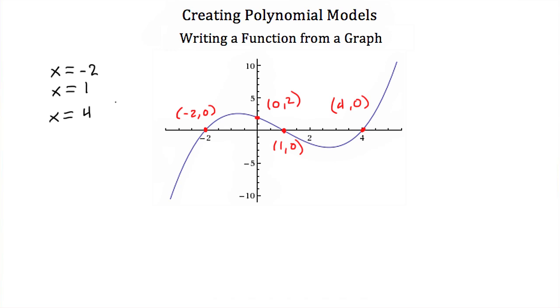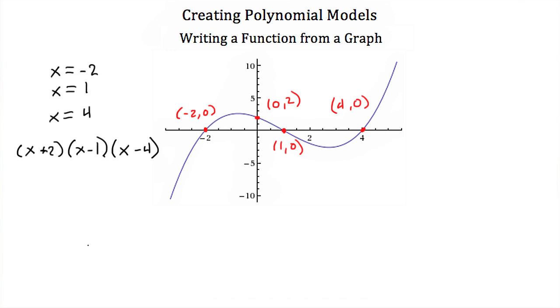Now we get those zeros from our factors, x plus 2, because if we set that equal to 0, we'd find out that x is equal to negative 2. We'd also have a factor of x minus 1, because that would give us a 0 when x is equal to 1. And then our last one is x minus 4, because if x was 4, that would give us a 0 from this factor x minus 4.